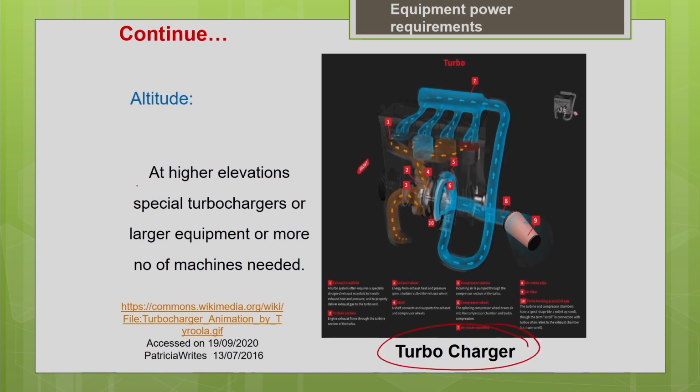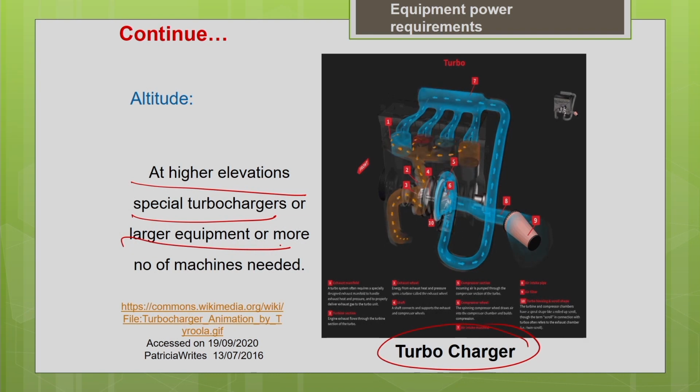So at higher elevations, either you should go for these kinds of special turbochargers, or you should go for more number of machines to compensate the loss in efficiency, or you should go for a bigger equipment to compensate the loss in efficiency. You should know that with increase in altitude, your efficiency is going to be affected and you have to take care. So now we understood that the altitude will affect the usable power available.